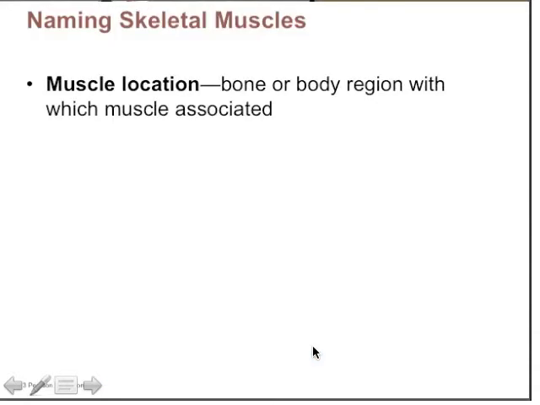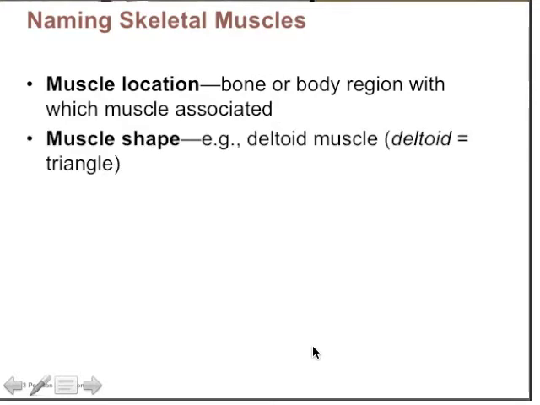Now, when we name skeletal muscle, we use different criteria. Not all criteria are present in every muscle name, but some of these criteria are going to be present in each muscle name. We can name muscles according to their location, which would be the bone or the body region that they're associated with. We can name muscles according to their shape. A lot of times these shapes will be in the form of letters or of geometrical figures. Okay, an example of a couple of muscles named by their shape include the deltoid and the rhomboid muscles.